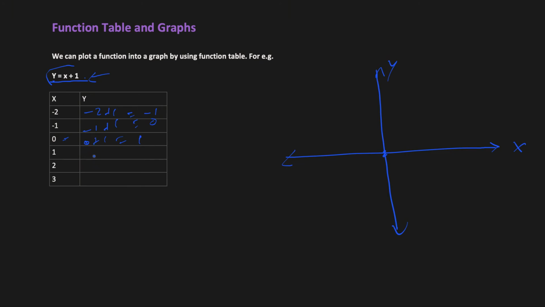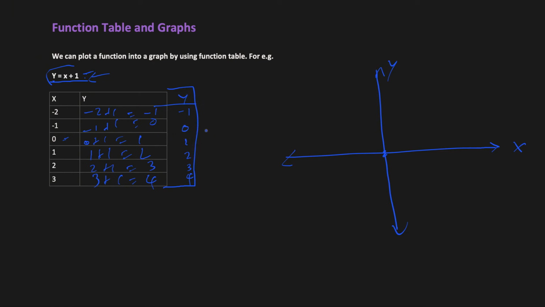And when x is 1, y is 1 plus 1 equals 2. When x is 2, y is 2 plus 1 equals 3. When x is 3, y is 3 plus 1 equals 4. So the different y values that we get are minus 1, 0, 1, 2, 3, and then 4. So this is what a function table is. Just pick any value for x and then solve using the equation to find the value of y.